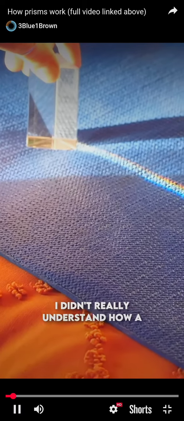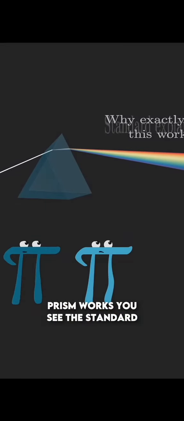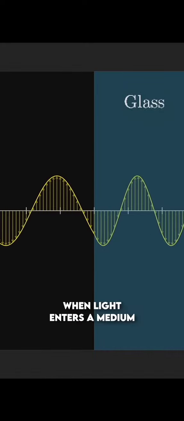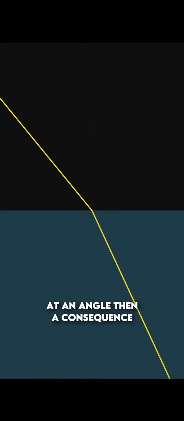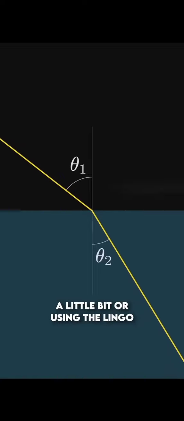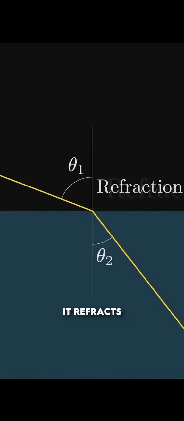To really understand how a prism works, you see, the standard explanation, what you might hear in a high school physics class, for example, goes something like this. When light enters a medium, like glass, it slows down. If a beam of light enters this glass at an angle, then a consequence of this slowdown is that it bends a little bit. Or, using the lingo, it refracts.